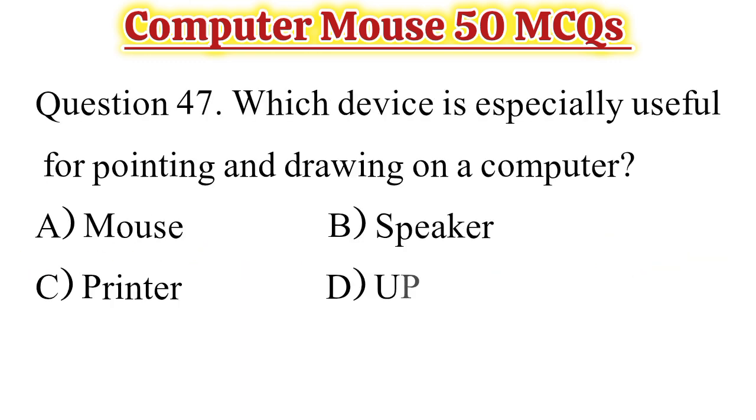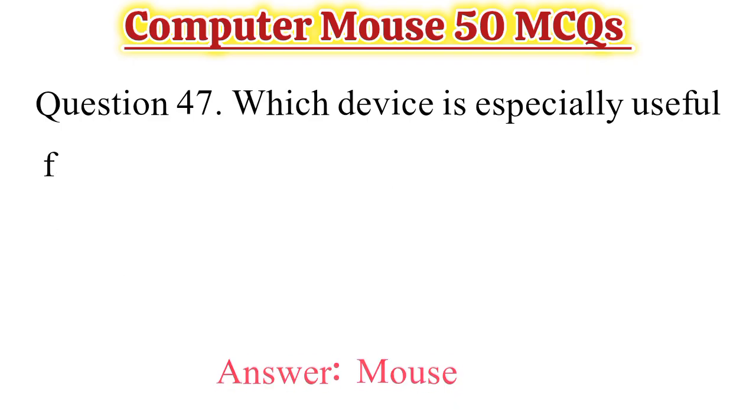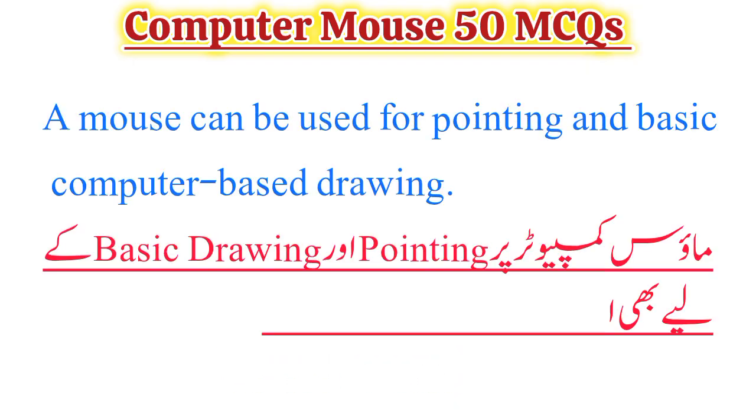47. Which device is especially useful for pointing and drawing on a computer? A. Mouse. B. Speaker. C. Printer. D. UPS. Answer: A. Mouse. A mouse can be used for pointing and basic computer-based drawing.